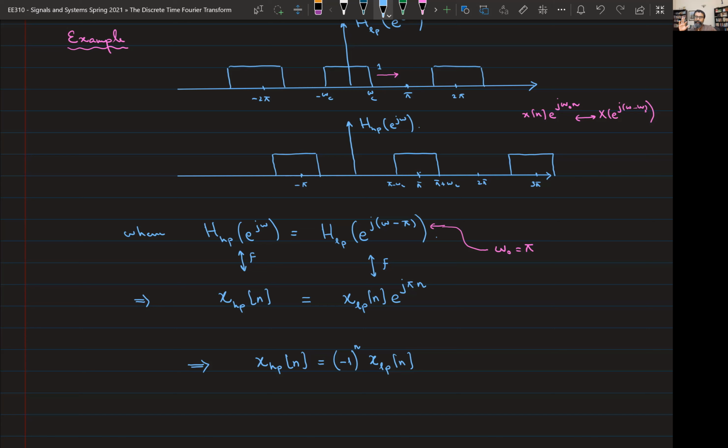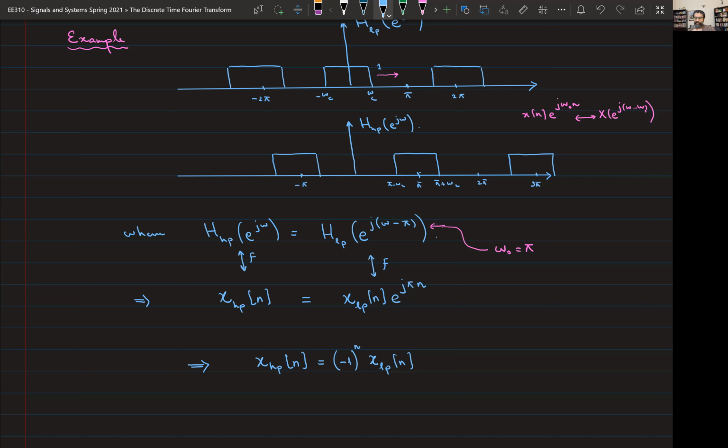Or in other words, e raised to plus j pi n is exactly the same as e raised to minus j pi n, right? So the bottom line is, if you want to convert a high frequency signal into a low frequency signal, even then you would multiply with -1 raised to power n. And if you want to convert a low frequency signal to a high frequency signal, you would multiply with -1 raised to power n. Okay?